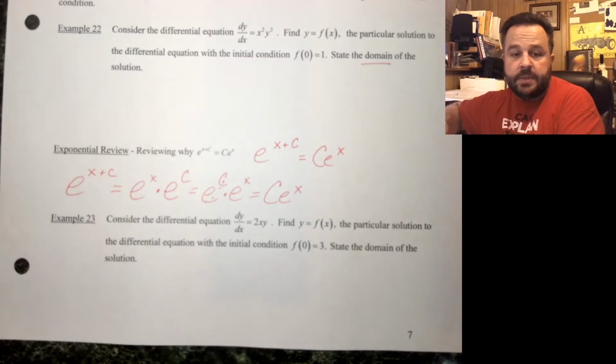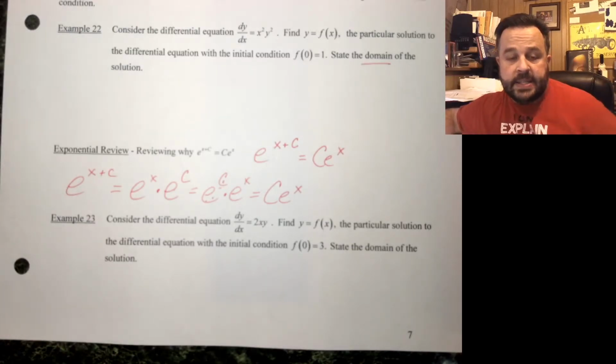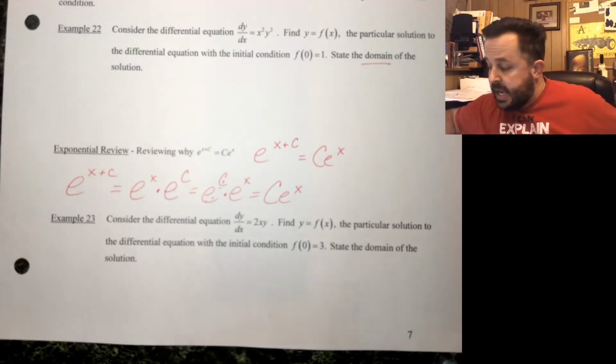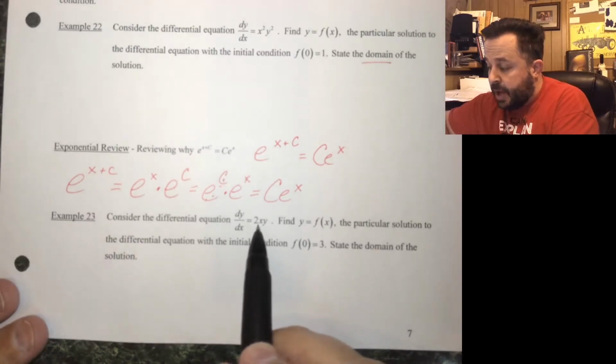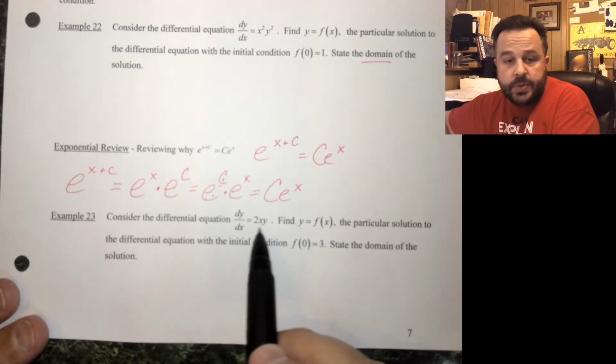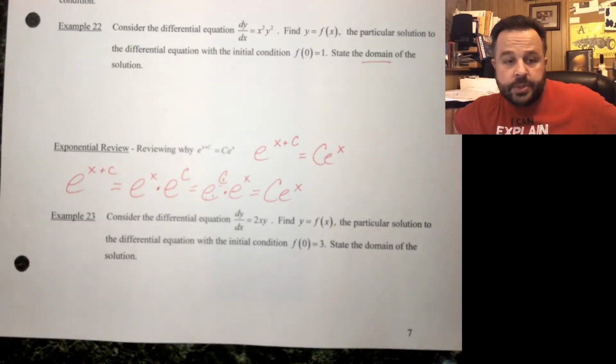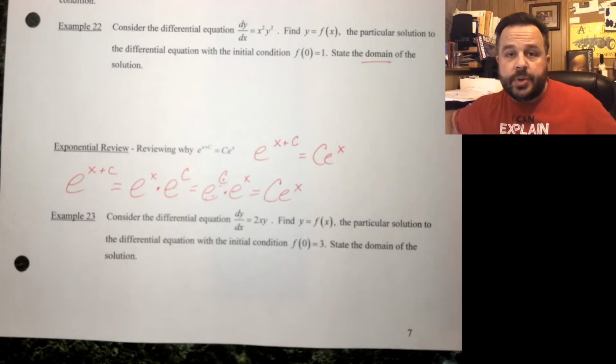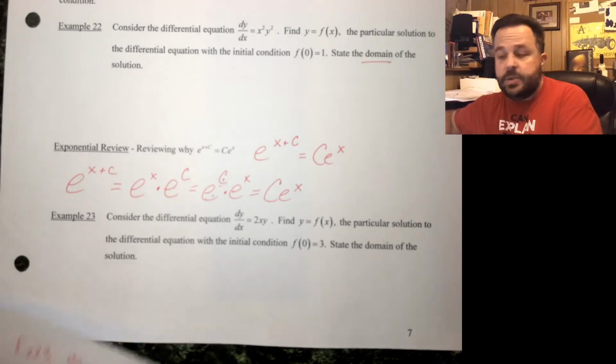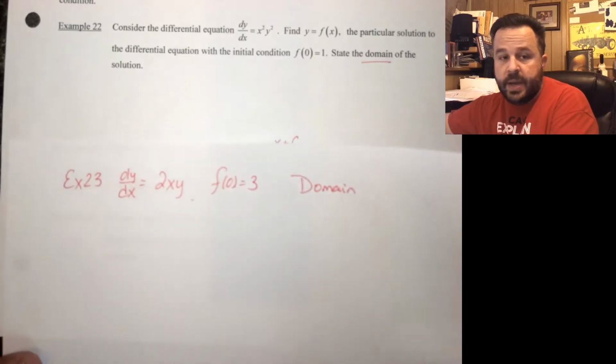All right, let's take a look at example number 23. It says, consider the differential equation dy/dx equals 2 times x times y. And right off, we should note that this is a product of 2x and y, so this is separable. Find y equals f(x), the particular solution to the differential equation, with the initial condition that f(0) is equal to 3. State the domain of the solution. So let's go ahead and do that.